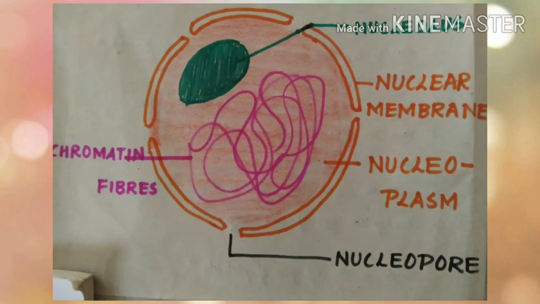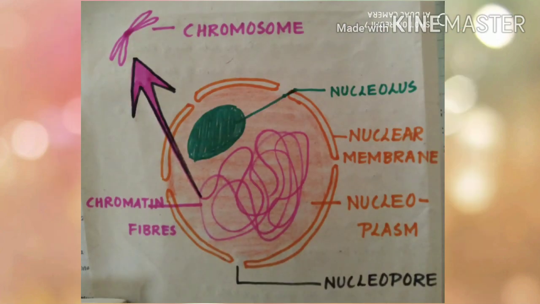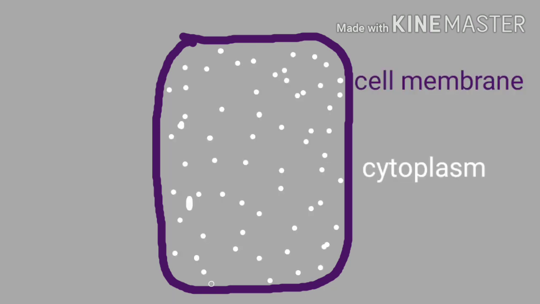In the nucleoplasm, there are thread-like structures which are called chromatin fibers. During cell division, these chromatin fibers condense and become ribbon-like, and then they are called chromosomes. The number of chromosomes is definite in each species. In human beings, each human body has 46 chromosomes or 23 pairs of chromosomes. So, we have studied the three essential parts of the cell. They are the cell membrane, the cytoplasm and the nucleus.